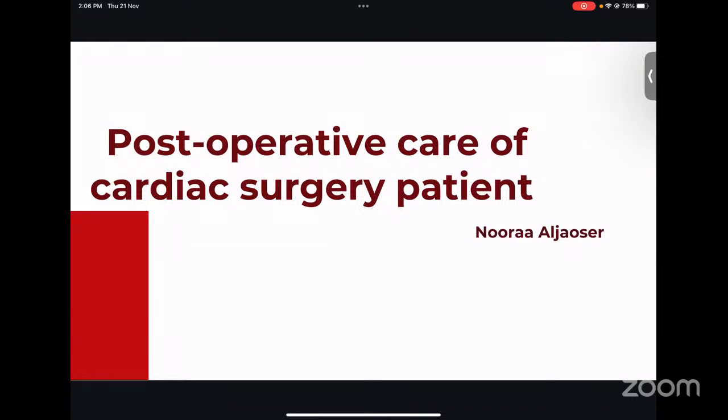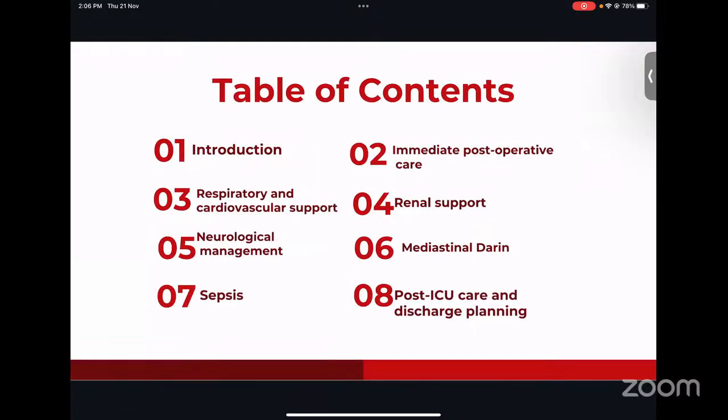So today in this presentation, we will be focusing on a critical topic: post-operative care for cardiac surgery patients. During this presentation, inshallah, we will talk about respiratory and cardiovascular support, renal support, neurological support, mediastinal drainage, and post-ICU care and discharge planning.